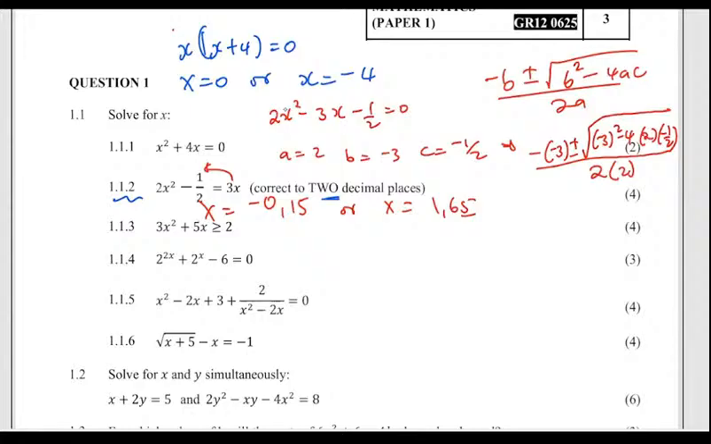So show us the quadratic formula. Show us how you're doing your substitutions. You get all your full marks.